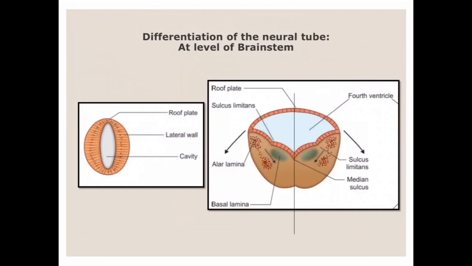So now, instead of the words ventral and dorsal, we start using the words medial and lateral. So the basal lamina is medial and closer to the midline, and the alar lamina is lateral to the basal lamina. And you can still see the sulcus limitans. However, that's not the lateral most thing now. Understood? It becomes paramedian on either side. Can you see that? Okay.